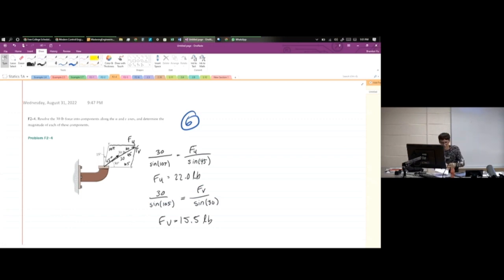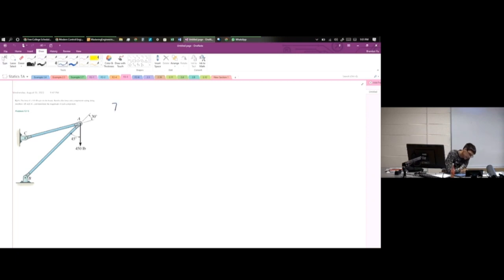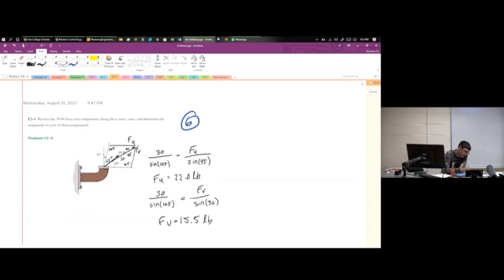Wow, this one's long. So we can go on to problem 7 of the day. If you have the 14th edition, I'm not sure if they are in the book. Yes, they absolutely are, on page 28. Are they labeled as the exact same thing? This one will be F2-4. Is it the same? Yeah.